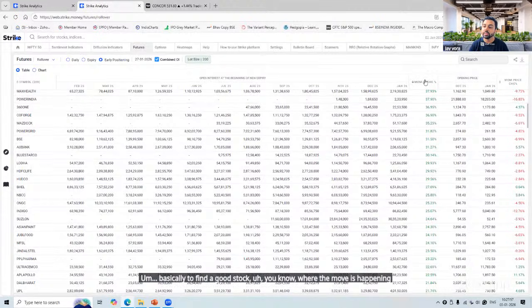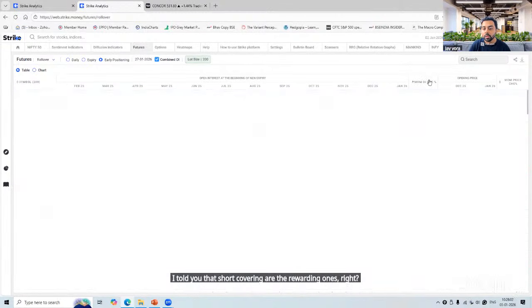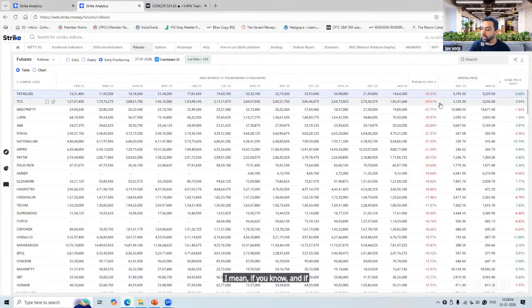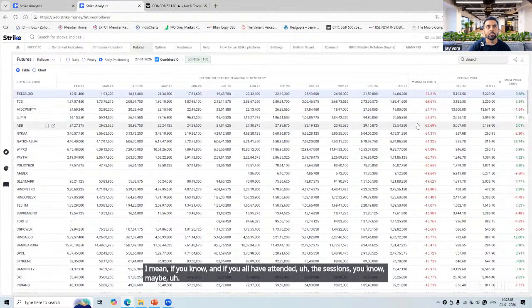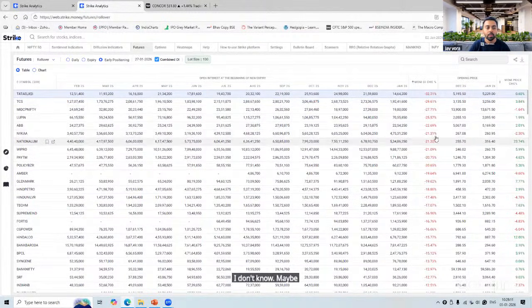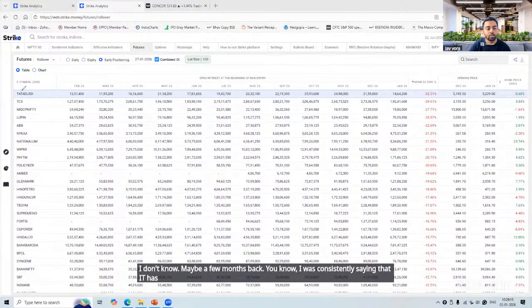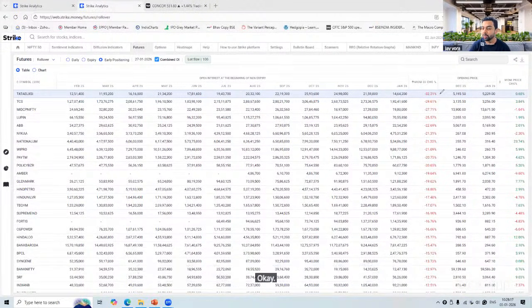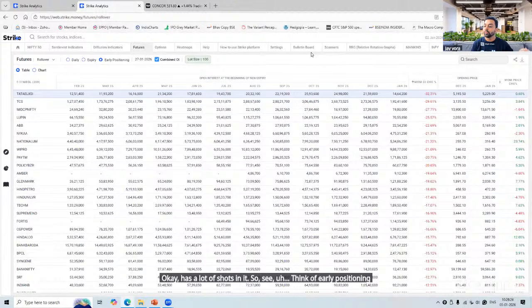Now, similarly, I told you that short covering ones are the rewarding ones, right? If you have attended the sessions, maybe a few months back, I was consistently saying that IT has a lot of shorts in it. Okay, has a lot of shorts in it. So, see, think of early positioning as month over month data. So every month, once, it gets captured.